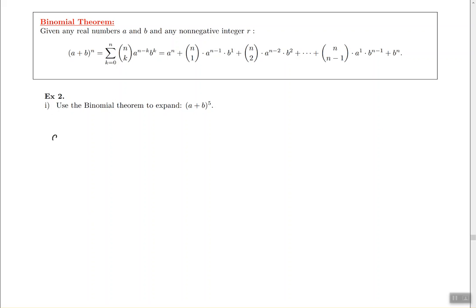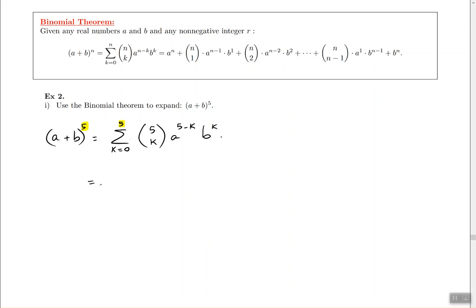So let's begin with (a plus b) to the power of 5. Let's just figure out how the setup goes. There's a summation, so there's going to be a lot of terms added together, and k is going to go from 0 all the way to 5 because that's the power of the polynomial. Next we put 5 choose k, so the k is going to start increasing, and then we have a to the power of 5 minus k, so the power of a is going to be going down, while at the same time the power of b is going to be increasing.